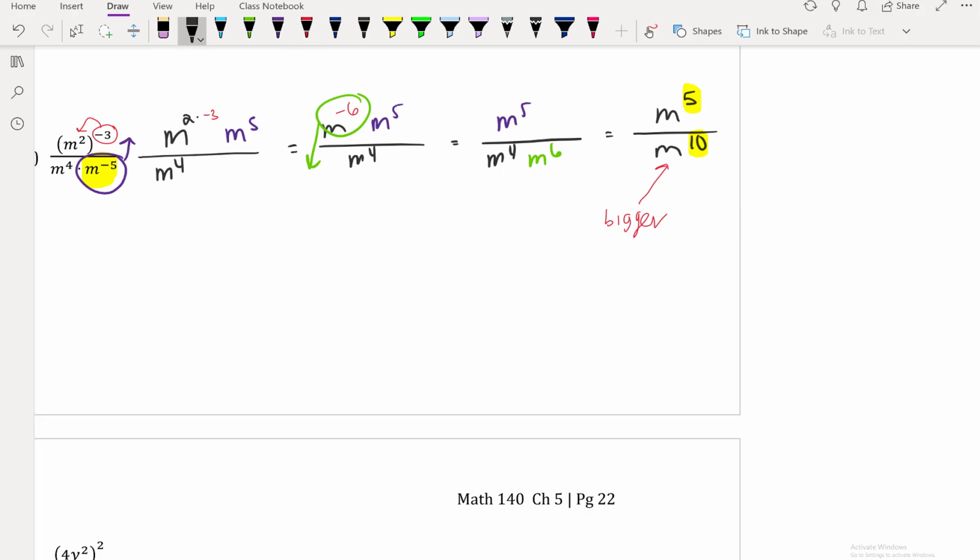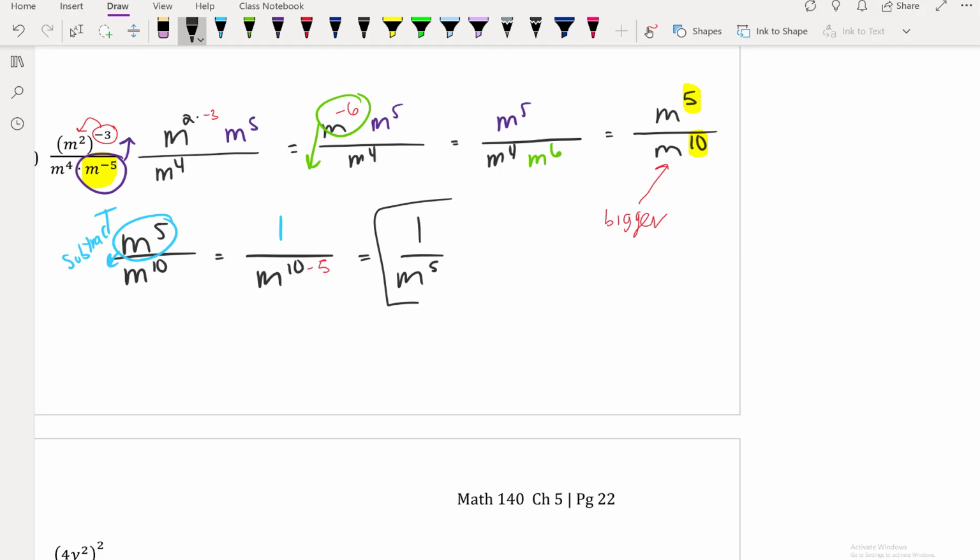So I'm going to do a subtraction. Let's think about this. M to the 5 is smaller than m to the 10, so I'm going to do a subtraction. So I have the 10 subtract 5. And up in my numerator, since I subtracted this because it was smaller, I'm going to have a default of 1 in my numerator. So then 10 minus 5 is 5. So my answer is 1 over m to the 5th power.